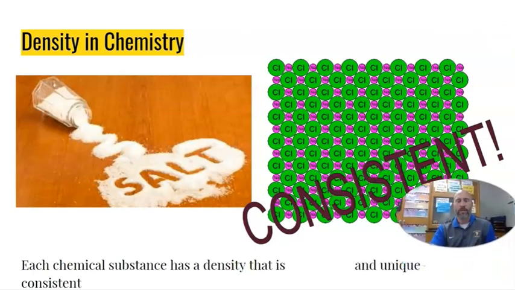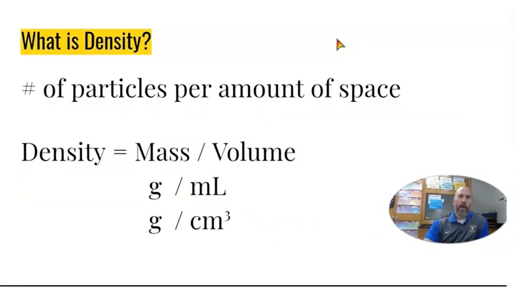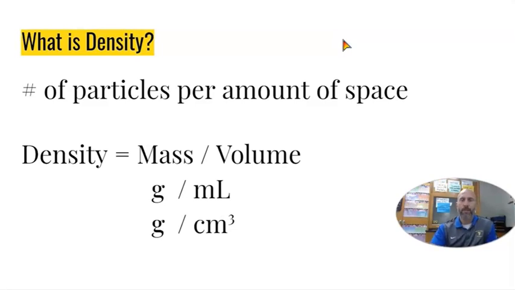The other thing that's true with them is it's going to be unique, right? Each substance has its own formula, its own mixture of atoms, so it's going to be unique to that substance. Now how we can calculate this, generally speaking, is the amount of particles in a given amount of space. How much stuff is packed into an area? That's kind of what we're looking at. And mathematically, we can calculate that by doing mass divided by volume. How much mass is there per volume?